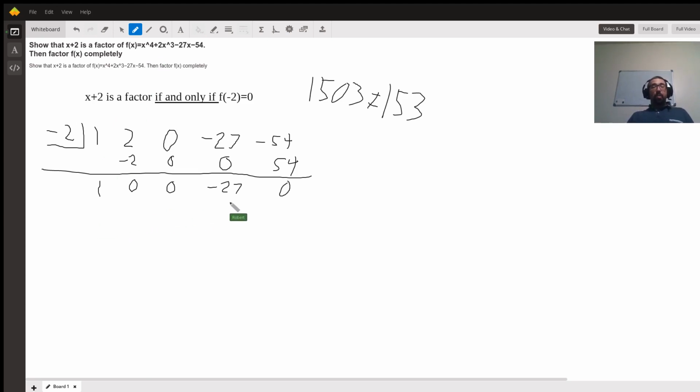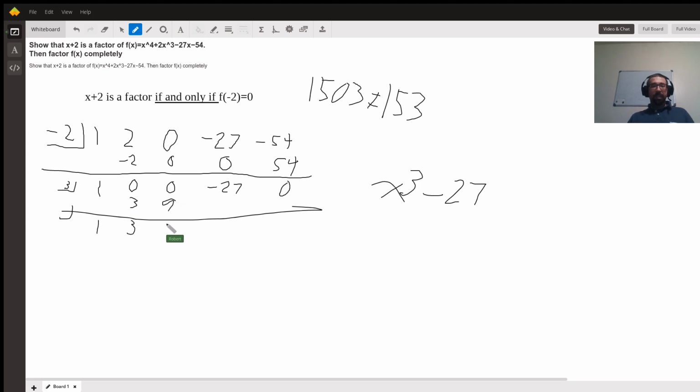Well, we just think, what's a factor of x cubed minus 27? What's a root of that? Well, it'd be 3. Plug in 3, you get 0. So we do this again. Up here, 3. 1 comes down as 1. Times 3 is 3. 0 plus 3 is 3. 3 times 3 is 9. 0 plus 9 is 9. 3 times 9 is 27. 27 plus negative 27 is 0.